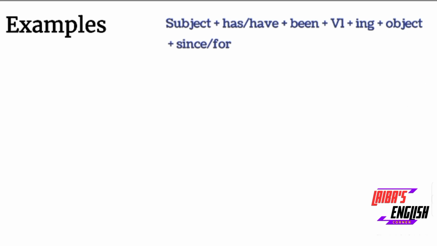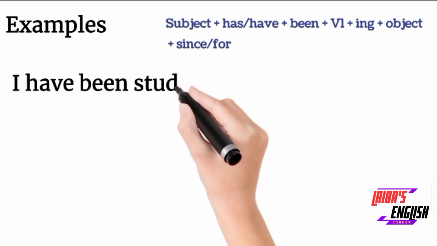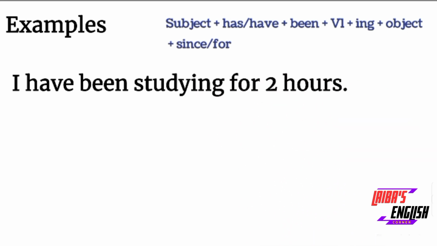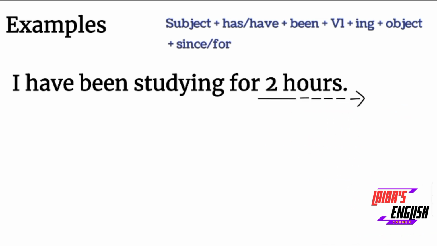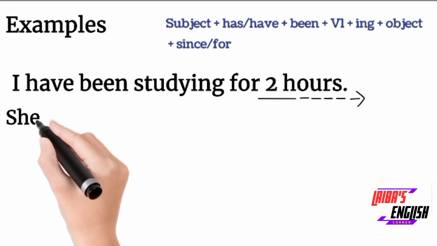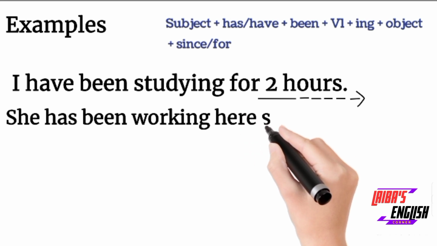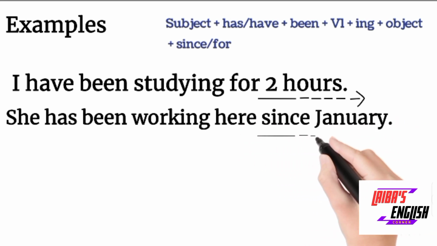So let's have a look at some examples to make our concept even more clear. For example, I have been studying for 2 hours, or second example, I have been recording this video for 2 hours but still I am incomplete. So it was a joke. So I have been studying for 2 hours. Here in this example we are using for. Why for? Because we do not know which 2 hours we are talking about. 2 hours of morning or 2 hours of evening, we do not know.